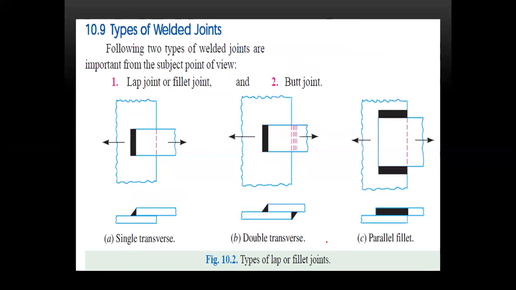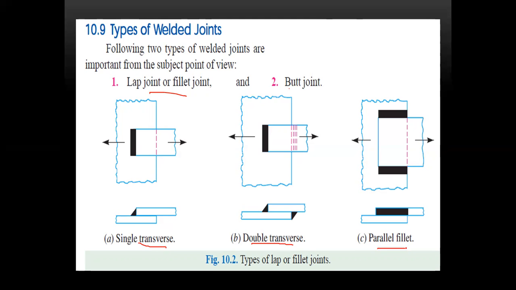Next, types of welded joints. What are the various types of welded joints? The various types of welded joints are already discussed in the production technology subject as well as in machine drawing. We have four to five types of welding joints. The first one is a lap joint or fillet joint. The second one is a butt joint. In the lap joint or fillet joint, there are single transverse joint, double transverse joint, and parallel fillet joint.